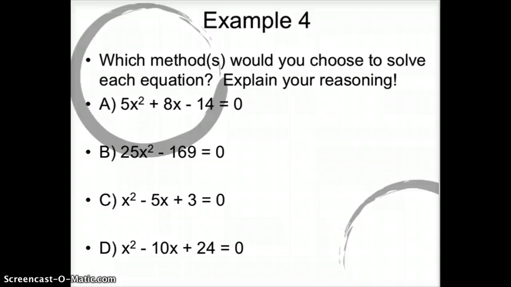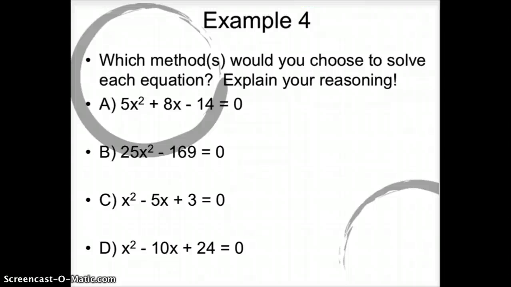Okay? So I might look through, and because I think square roots is the easiest and then factoring, I would look to see if I can do those first. If I can't, I may want to come up with another method. So you check them out.